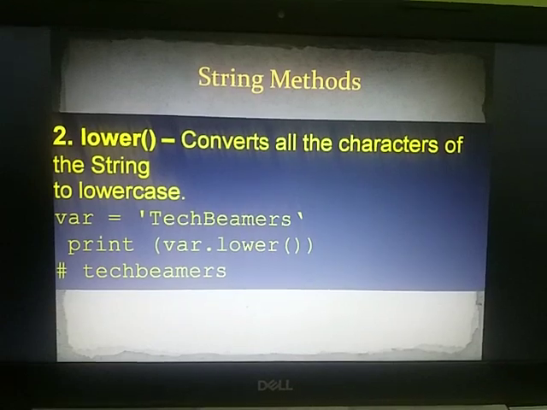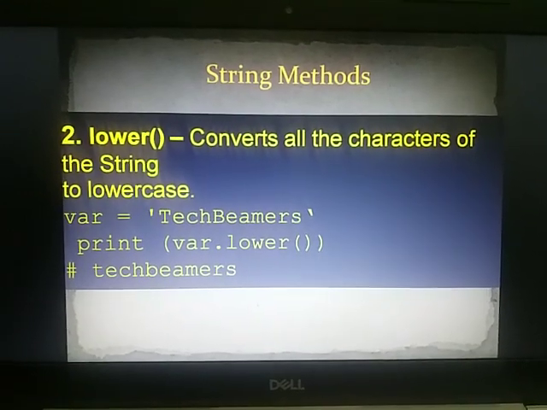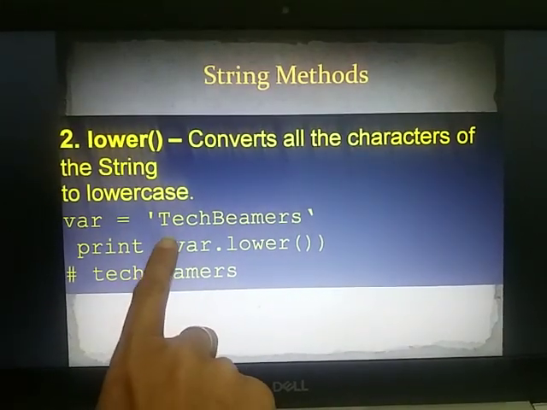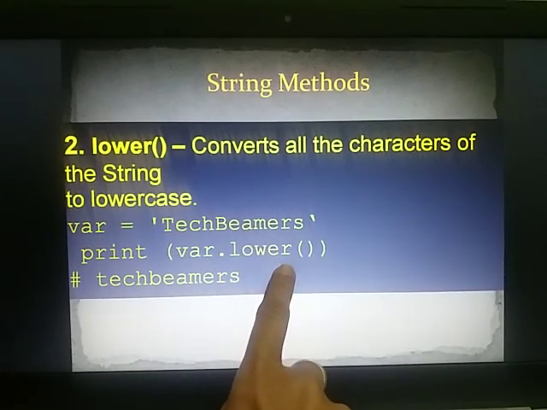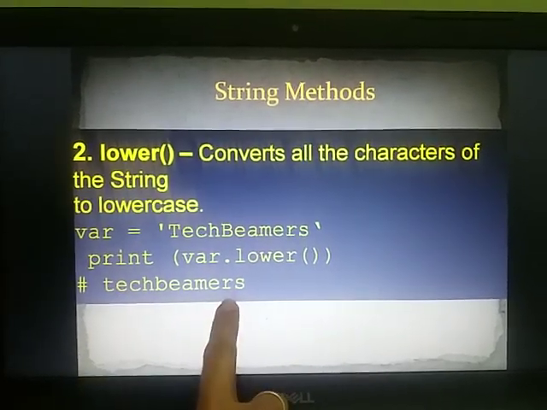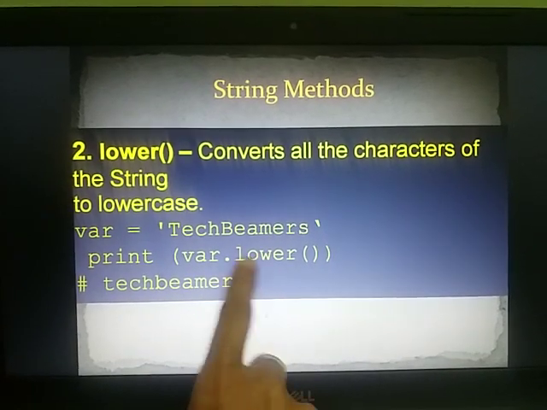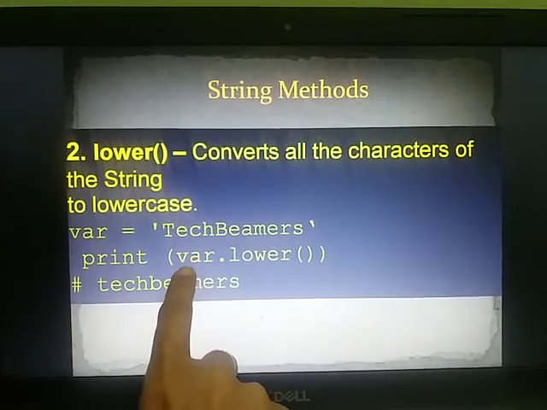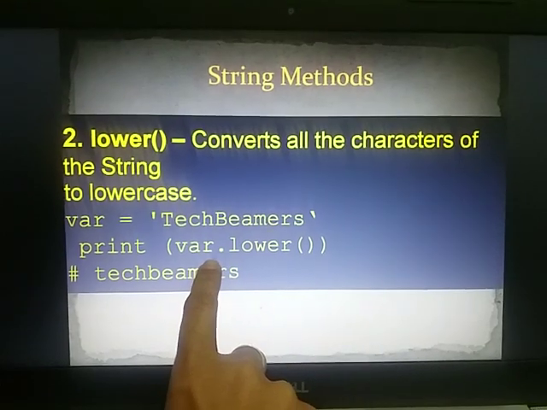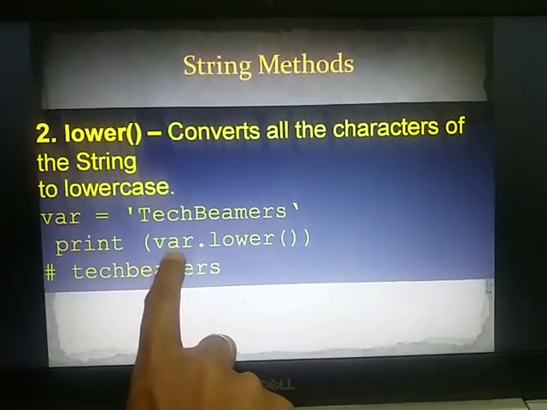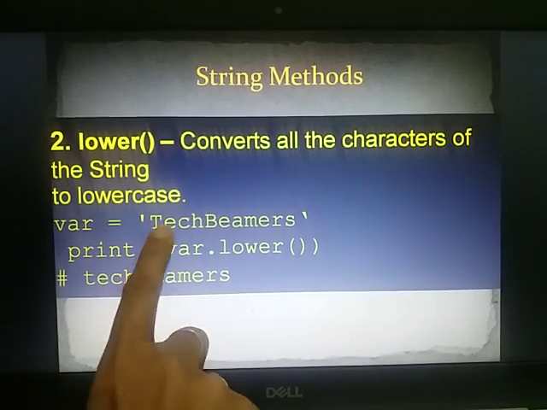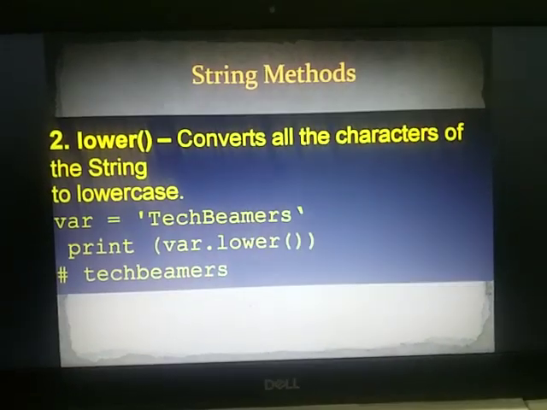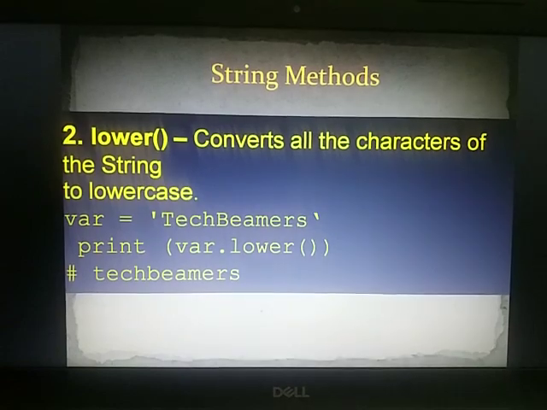And lower is used to convert the whole string into lowercase. As you can see, I have taken T and B as capital, and while I am using it with lower, the whole string is in lowercase. Always remember, all the string functions you have to use with the string object. You can say it string variable dot lower. Here var is our string variable. You are using it like this, and then we are getting the output.